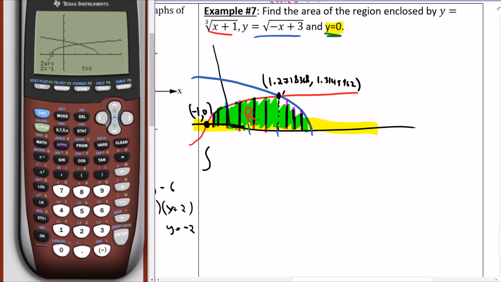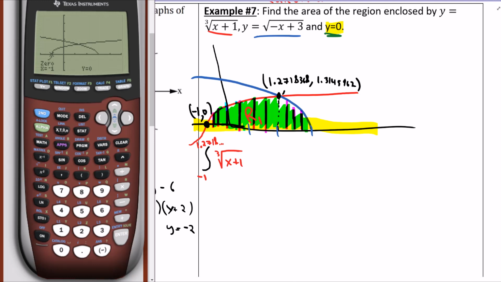This is region 1. We're going to integrate from -1 to 1.2718, and what are we integrating? We're integrating the red curve, which is the cube root of x plus 1. That'll tell me the area of region 1.